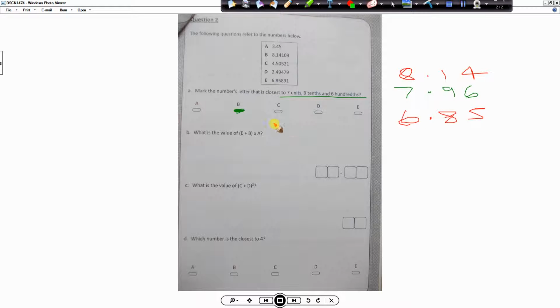Yeah? Next question. What's the value of E plus B times by A? What's E plus B? It's 15. That's right, it is 15. And then times that by A. And what's A? It's 3.45. Okay, let's work that one out.